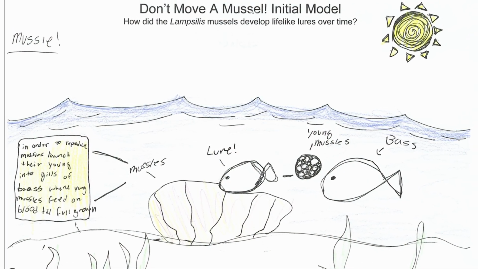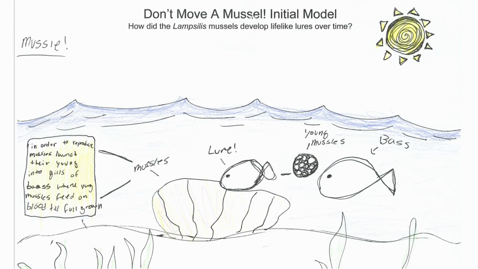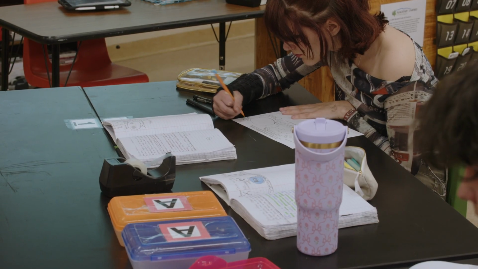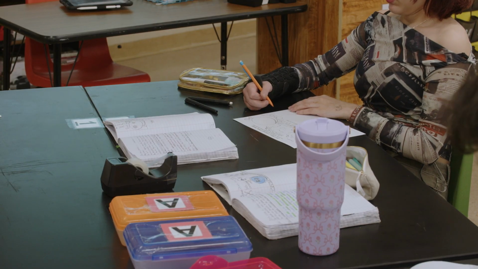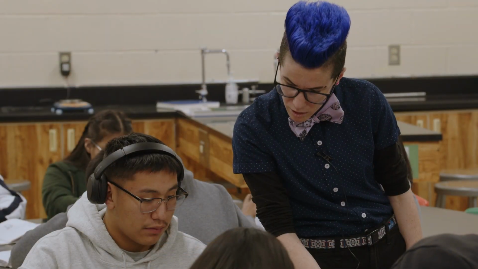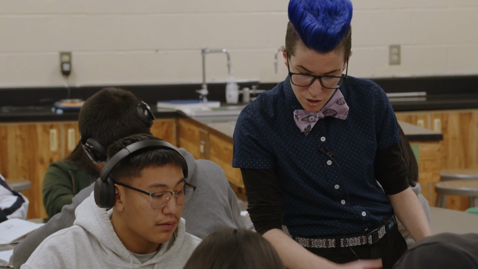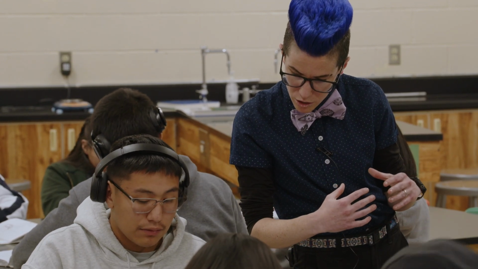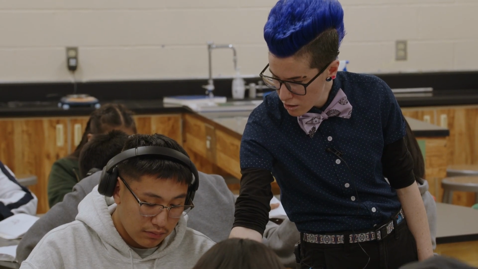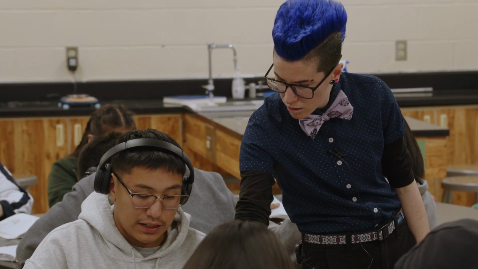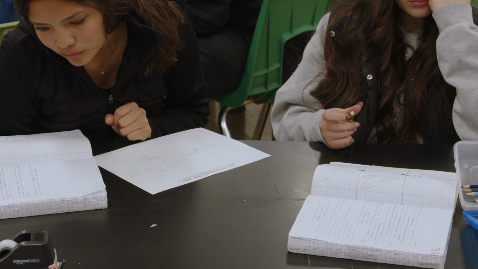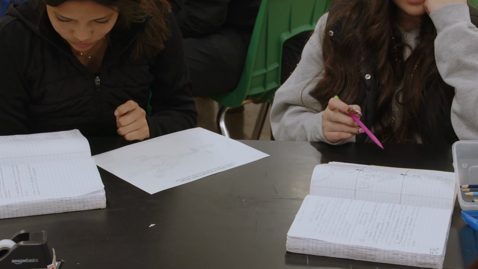Some models show simplified life cycles, others attempt to illustrate how a lure might attract a bass. Early models often reflect teleological or intentional reasoning. These ideas are productive starting points because they can later be reshaped through evidence. The goal here is not accuracy, it is to make students' thinking visible. Would you show the mantle being extended on this one or no? Extended. Gotcha. These initial ideas become material students will work with, test, and revise during Stage 3.